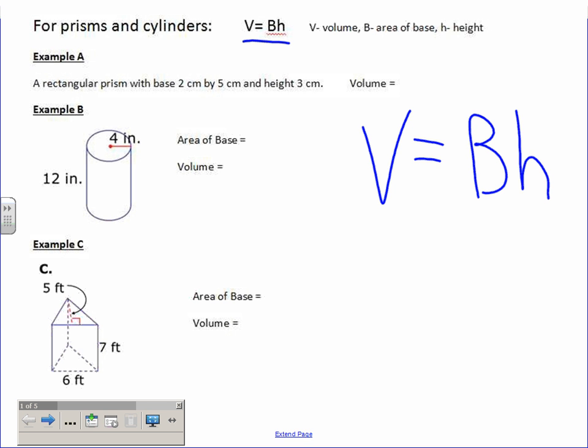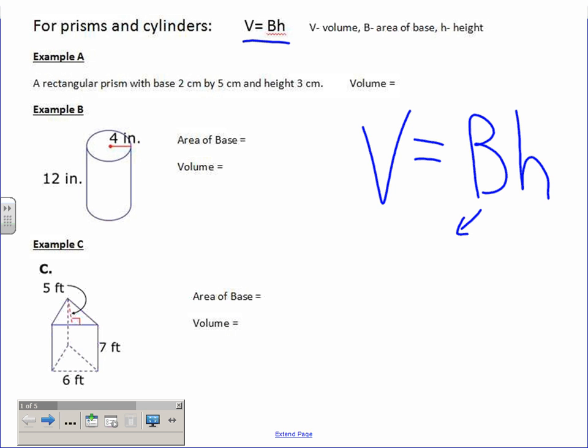The key there is that all of those figures have the same shape on the top and the bottom, as opposed to cones and pyramids, which have a shape as their base, but they come to a point at their top. So for prisms and cylinders, the formula volume equals capital B times H is the only formula we need.